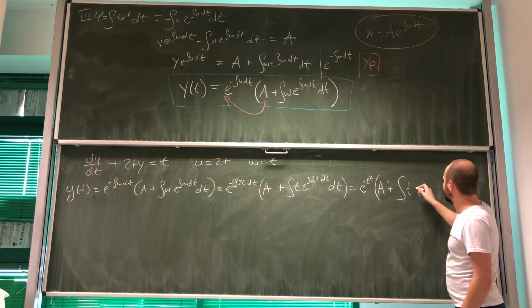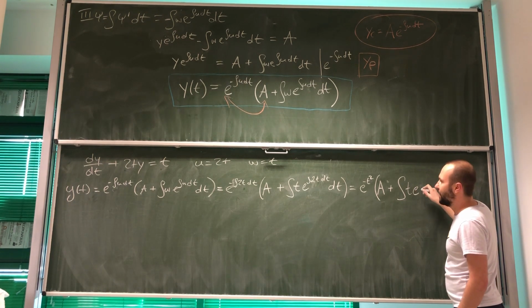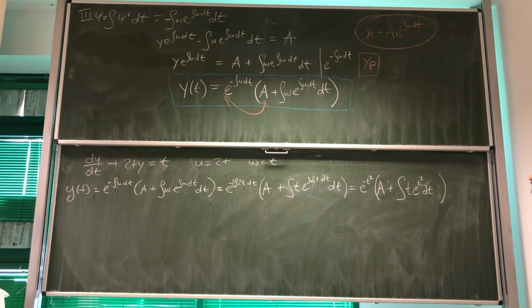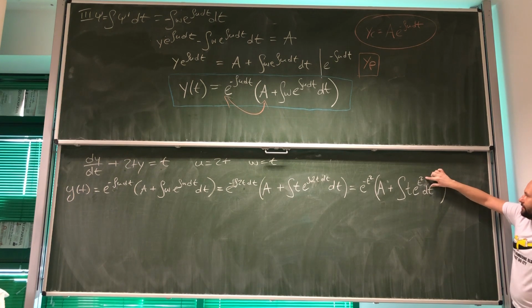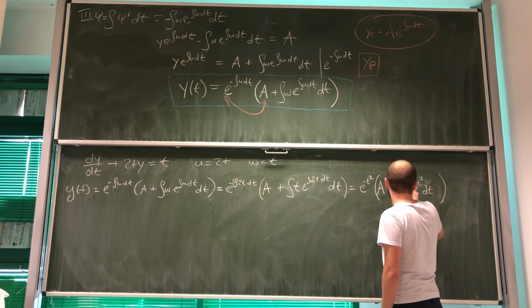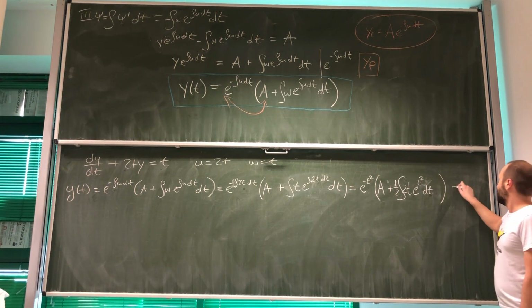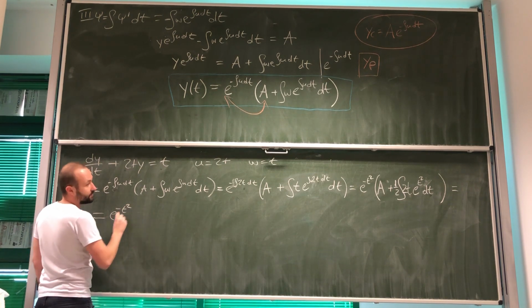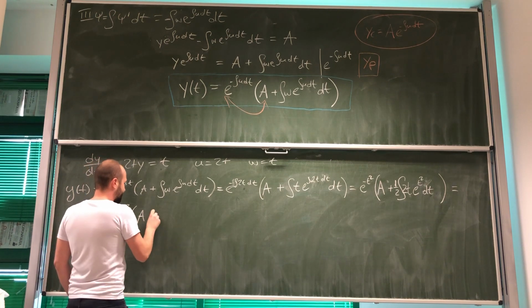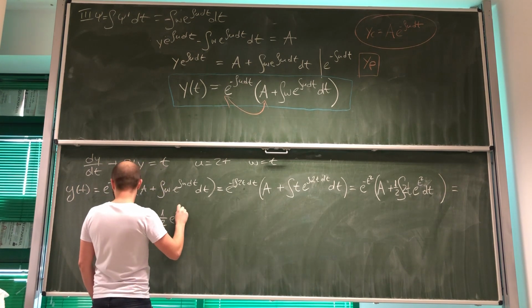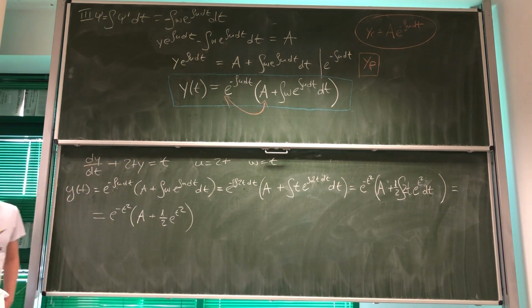Now, here we have 2t times e to the power t squared dt. Okay, now, if I would differentiate this function, I would get 2t. So if I want to integrate it, I want to have 2t over here. So I'm taking 1 over 2 out and I'm putting 2 over here. And now I can just calculate it. And I got that this is e to the power negative t squared times A plus 1 over 2 e to the power t squared plus c. But again, plus c is merged into A.